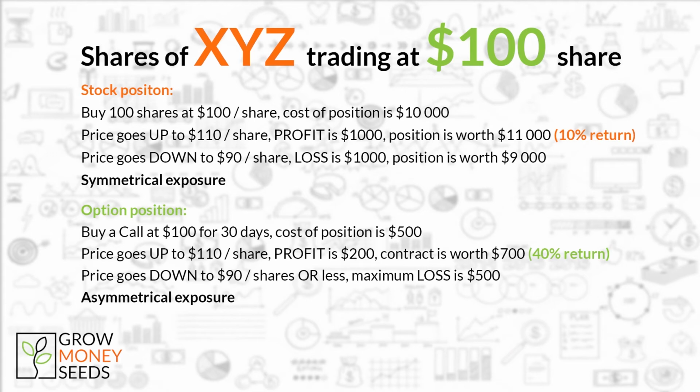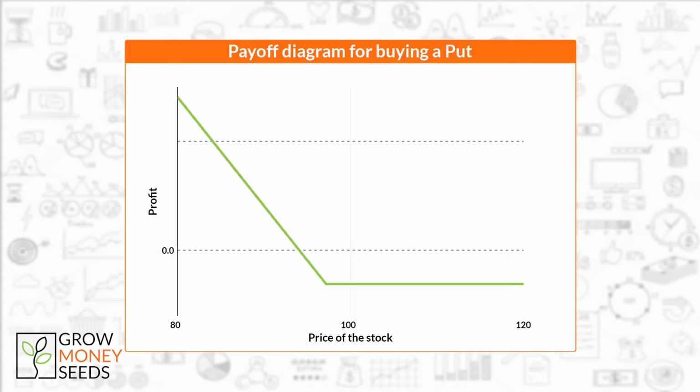On the flip side, if I think the price of XYZ is going to go down, then I could buy a put option. This is the inverse of buying a call option. Again, if the price falls, then I would make more money than a stock position. But again, if I'm wrong and the price rallies, then I would only lose the maximum of the premium that I paid for the contract, which is a much smaller loss than if I owned the stock.